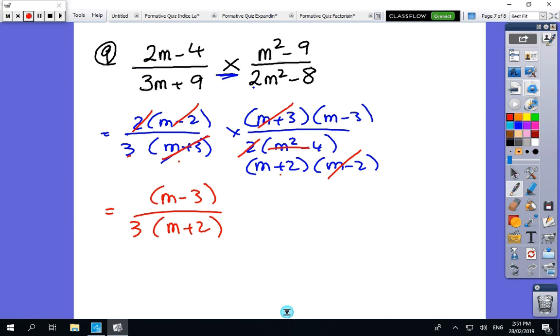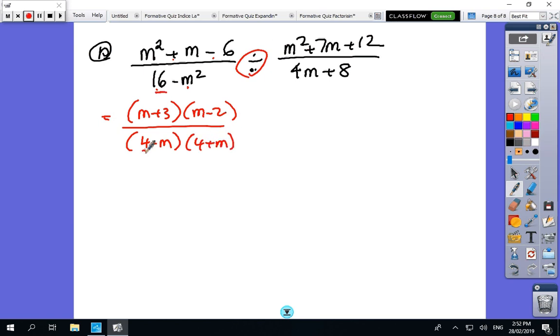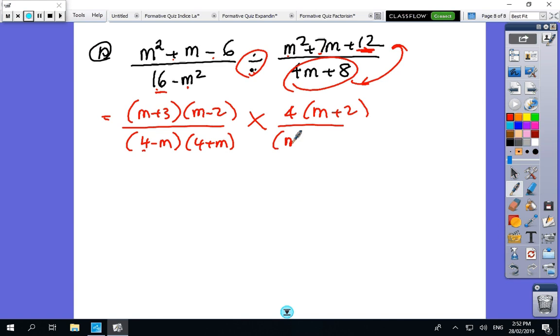Okay, last page. Okay, so we've got division, so we have to factorise, we have to turn divide to multiply and flip. So have a go. Okay, minus 6 and a plus 1, so it's going to be plus 3 and minus 2. Difference of 2 squares, 4 minus n, 4 plus n. The 16's first, so the 4 has to be first. Divide is multiply, so this number comes up, so I have to flip over, so 4 bracket n plus 2, n squared 7 and 12, numbers that multiply to 12 and add to 7, so it's 3 and 4.